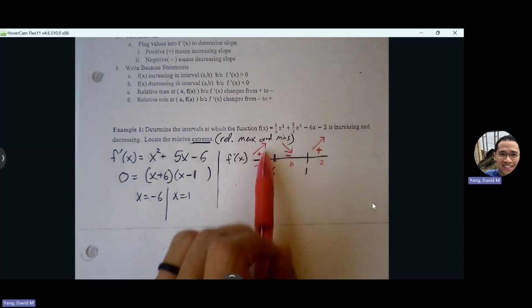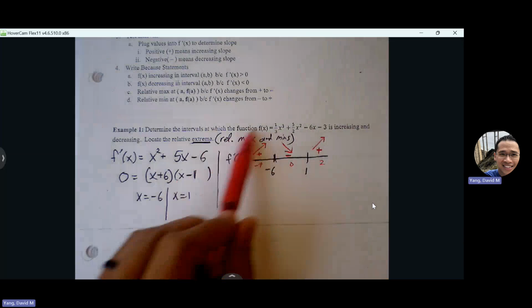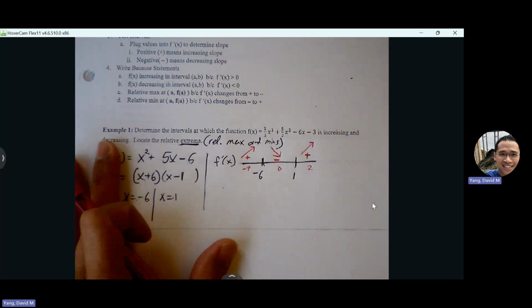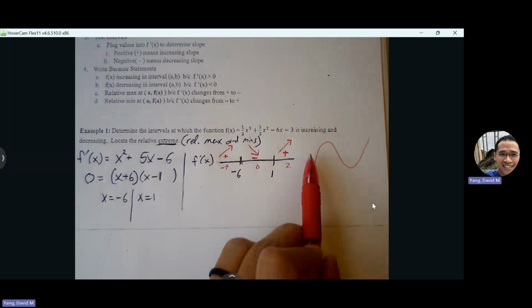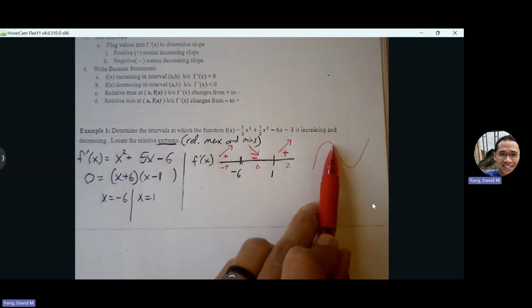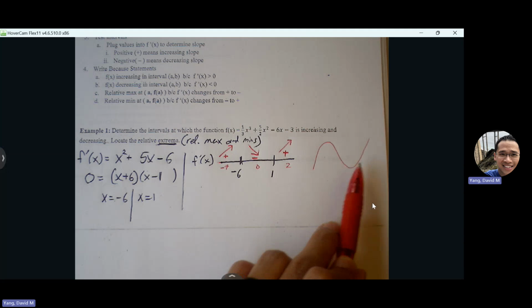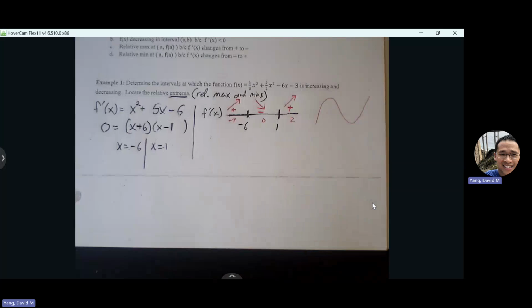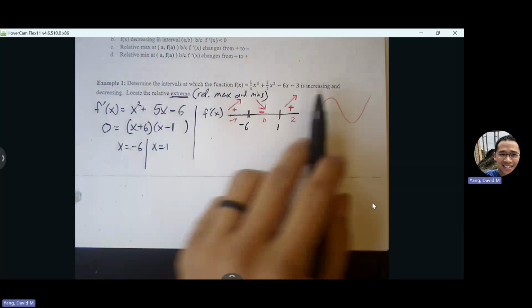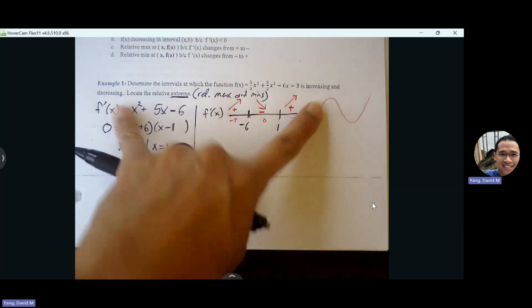So the arrows are indicating what this actual graph is looking like. Without graphing it, we're using the derivative to give us an idea. So the graph is probably going to look something like this. It's going to rise, hit a relative max, fall, hit a relative min, and then rise after that. Okay, so we're just going to indicate where our graph is increasing, decreasing.